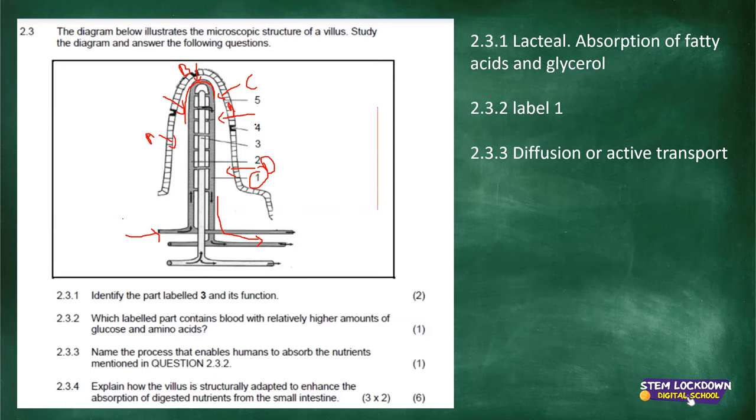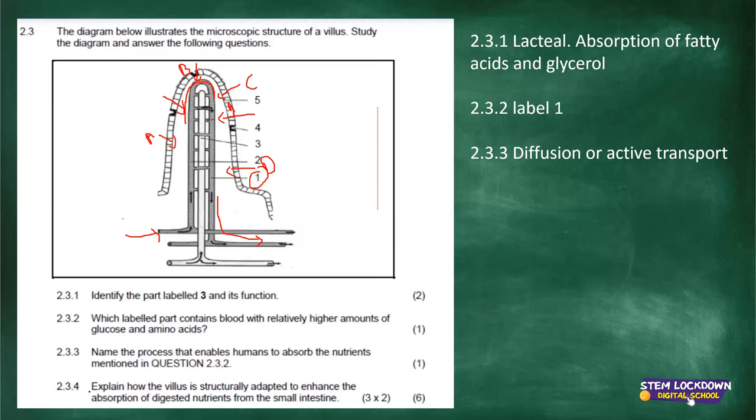Remember that diffusion is the movement of substances from a high concentration to a lower concentration. And active transport is the movement of substances against its concentration gradient. All right, and it requires energy. Remember, guys, we dealt with this last week, Thursday. Okay, now let's go to question 2.3.4.